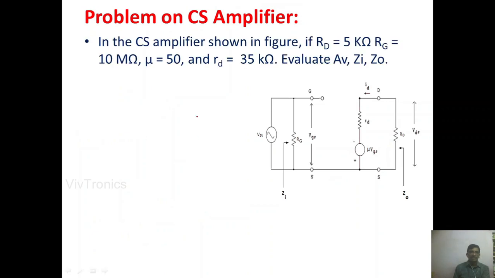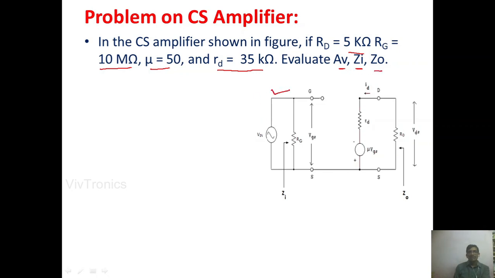Next we are going to see one problem regarding the common source JFET amplifier. In this problem, in the CS amplifier shown in the figure, RD was given as 5 kilo ohms, the gate resistance RG was given as 10 mega ohms, mu was given as 50, and the drain resistance rd was given as 35 kilo ohms. Therefore, we need to get the voltage gain, input impedance and output impedance of the circuit.